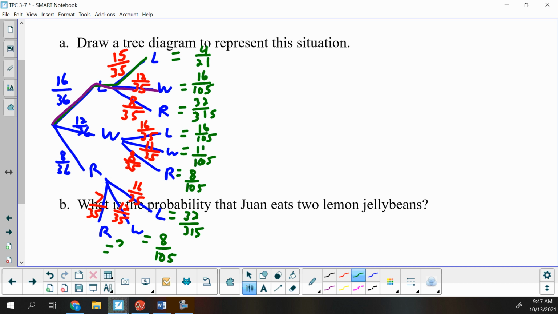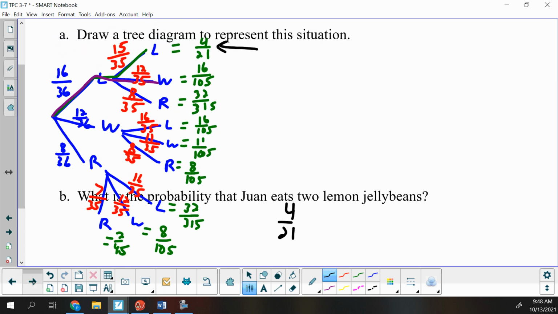We would have 2 out of 45. So it's a little bit time consuming to find all those probabilities, but the purpose of it is that it makes our follow-up questions easier. What's the probability that Juan eats 2 lemon jelly beans? So we're just looking for lemon followed by lemon. Well, here's lemon followed by lemon, so that's just 4 out of 21. So that question was easy because we already did the work.